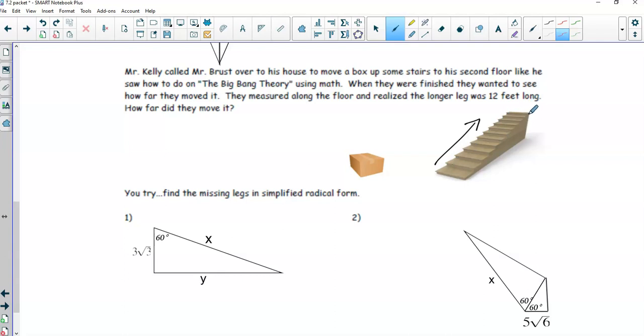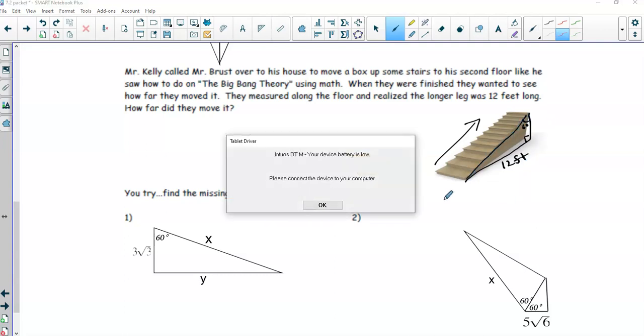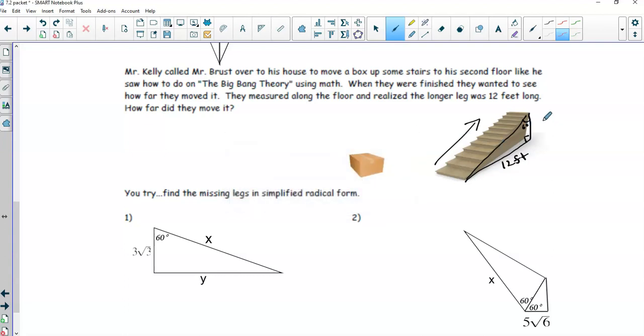We have a triangle right here. They measured along the floor and found that that was 12 feet. Notice my right angle. This is a 60 degree angle right over here, and then we have my 30, 60, 90. Okay, so I want to go from the long leg to the short leg.